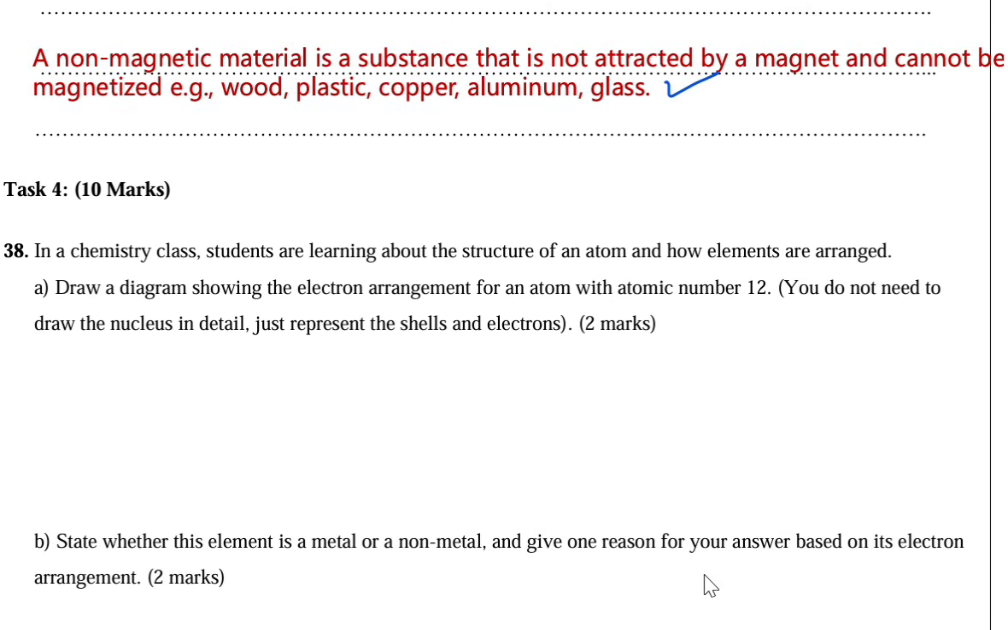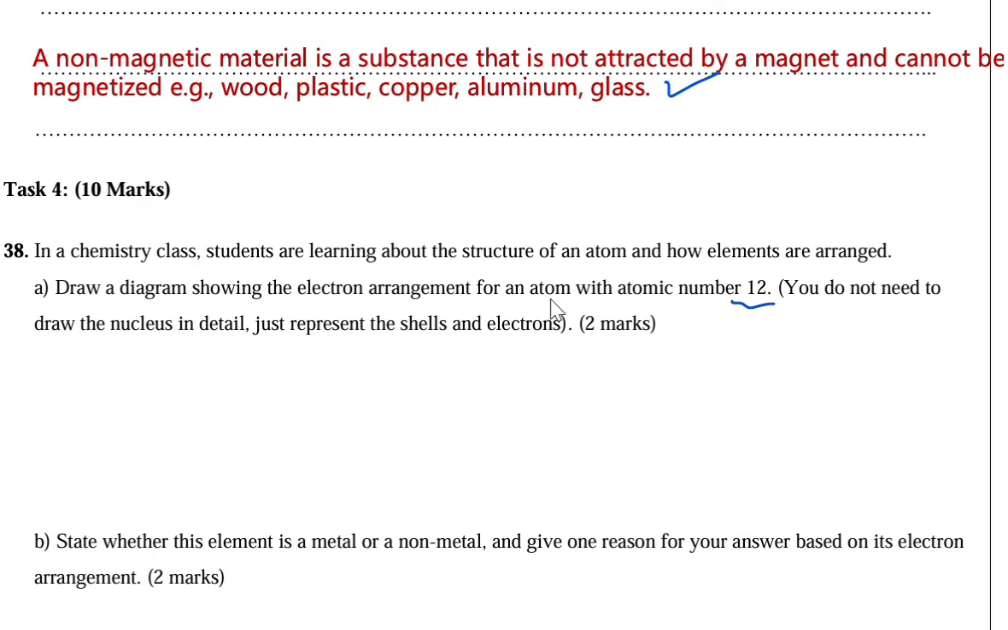In a chemistry class, students are learning about the structure of an atom and how elements are arranged. Draw a diagram showing the electron arrangement of an atom, the atomic number 12. Then we are given instruction, you do not need to draw the nucleus in detail. Just represent the shells and electrons, 2 marks.